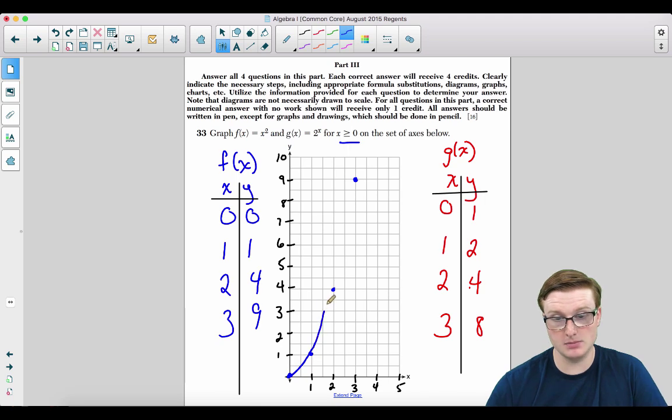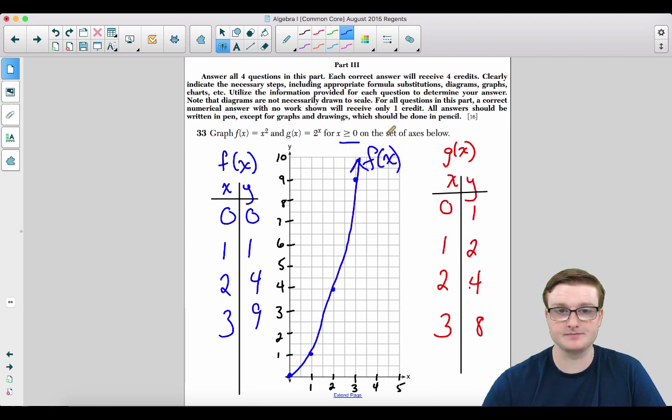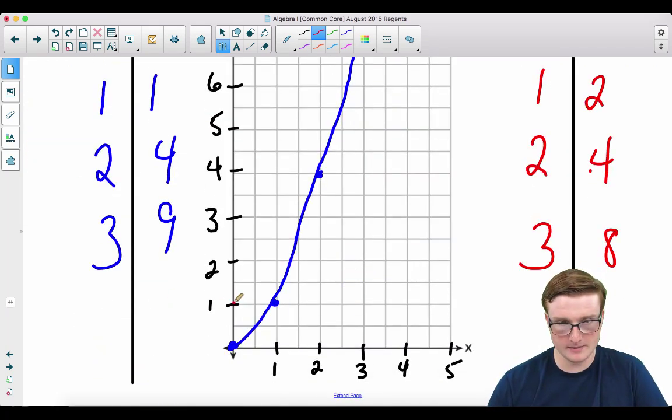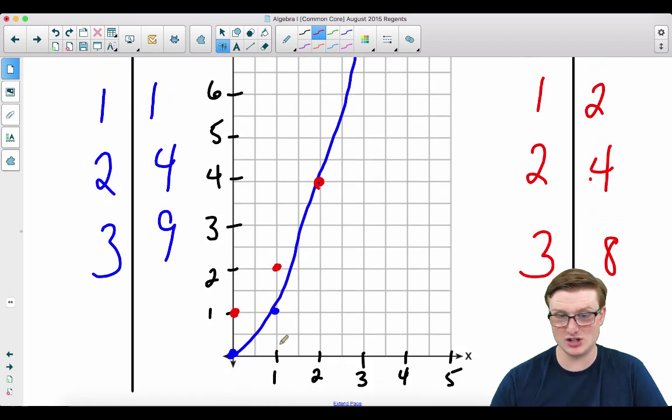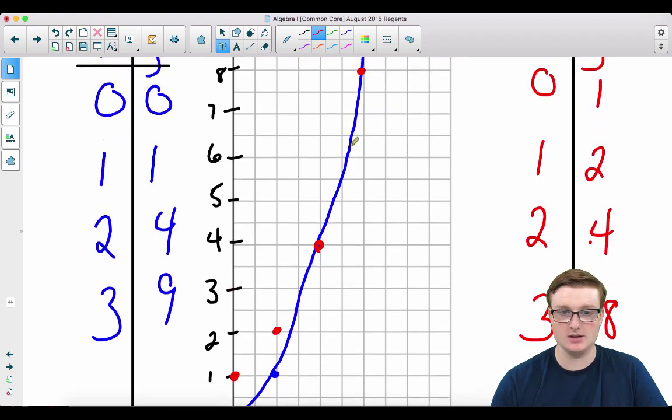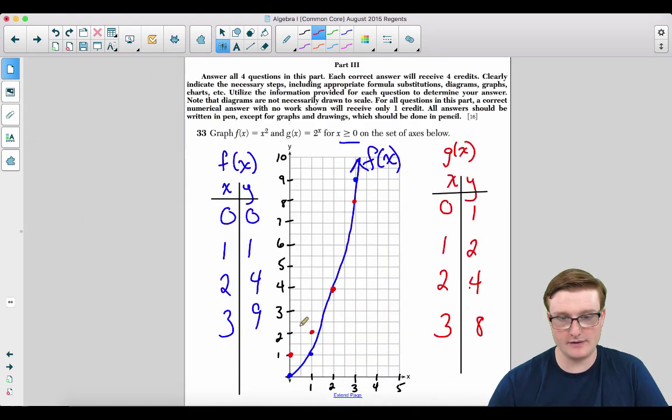So this blue function is f of x. Now, g of x, let's see, 0, 1, 1, 2, 2, 4. Ooh, they intersected at that point. They might ask a question about that. And then go up to 3, 8. 3, 8? Yes. Okay. So now I'm just going to draw that graph like this.